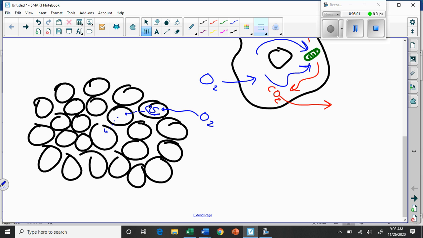And so we have this problem where the outside cells can get oxygen directly, but the inside cells can't. So we need a way for the oxygen to be distributed through the body. We need a system to move the oxygen around that doesn't rely entirely on diffusion. And this is typically true for larger animals. But some can get away with it. Some animals can get away with diffusion only. For instance, the earthworm. If we draw an earthworm, there's an earthworm.